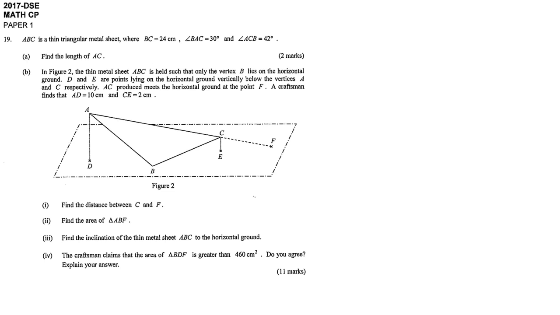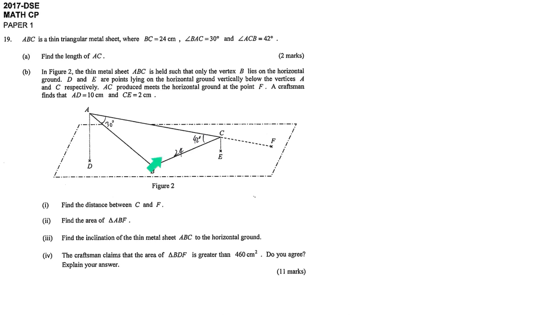There is a 3D trigonometry question again. In part A they tell you there is a triangular metal sheet, with BC equal to 24, angle BAC is 30 degrees, and angle ACB is 42 degrees. Usually part A is really easy, just let you apply the sine formula or cosine formula.